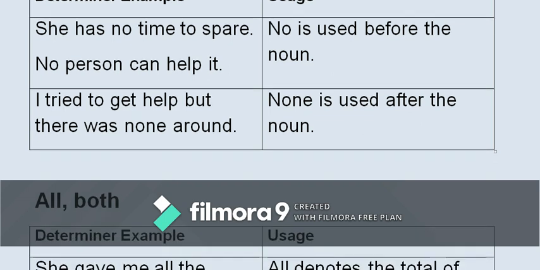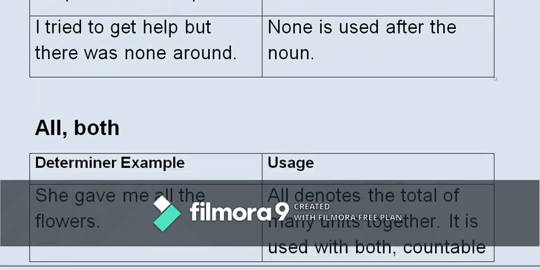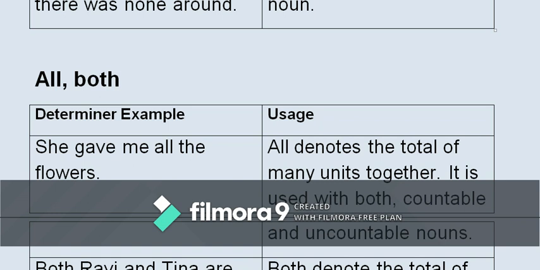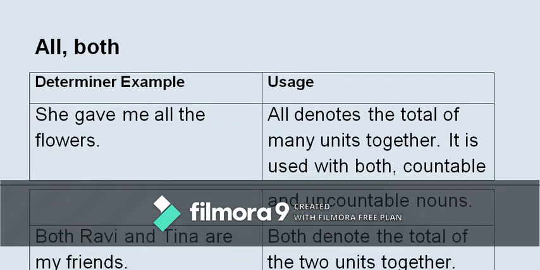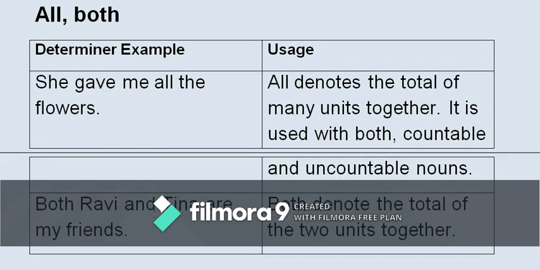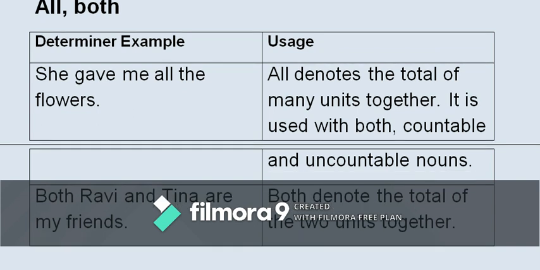All, both. All is used in plural, both is used when only two units are being discussed or considered. She gave me all the flowers. All denote the total of many units together. It is used with both countables and uncountable nouns. Then we have another example. Both Ravi and Tina are my friends. Both is used only when two units are discussed together.